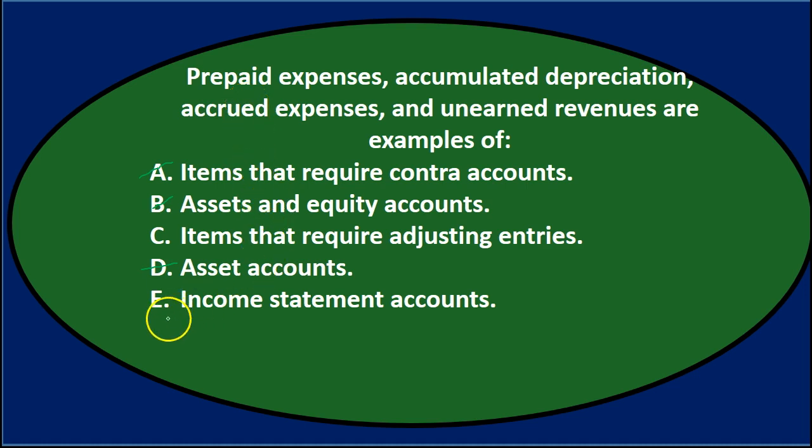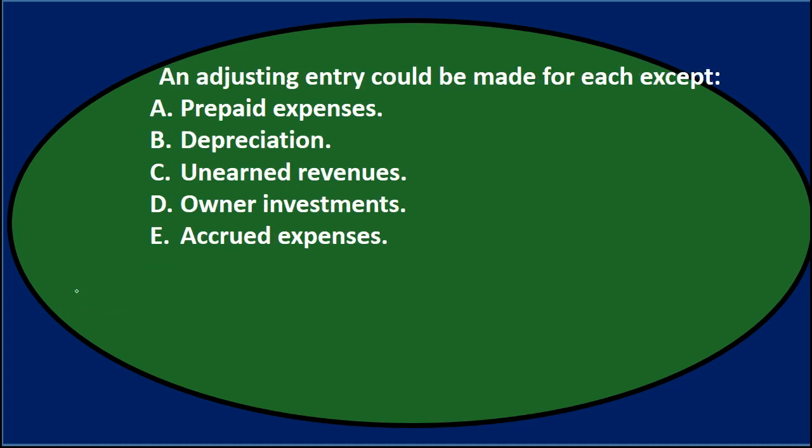Not that there wouldn't be income statement accounts in the adjusting process, but that's not it. So we're left with C here, items that require adjusting entries. If we read through that one more time, we're going to say prepaid expenses, accumulated depreciation, accrued expenses, and unearned revenues are examples of items that require adjusting entries.